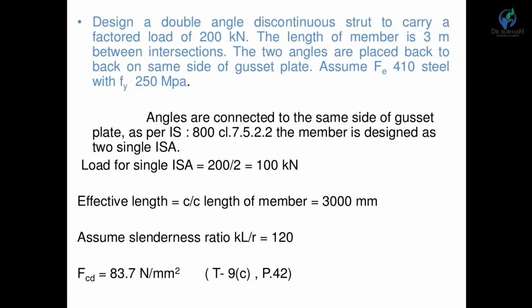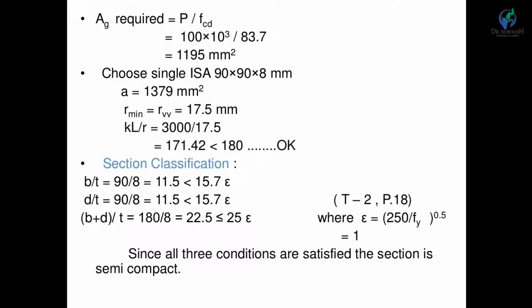Why 9C? There are four tables given in IS 800: 9A, B, C and D. According to the buckling class of our section, we can use 9C, because here a double angle is given to you. It is one type of composite section. For any composite section, according to table number 9, we find buckling class C. So we use 9C. According to 9C, we find fcd value 83.7 Newton per mm square. Of course, it is a stress, so the unit should be Newton per mm square.